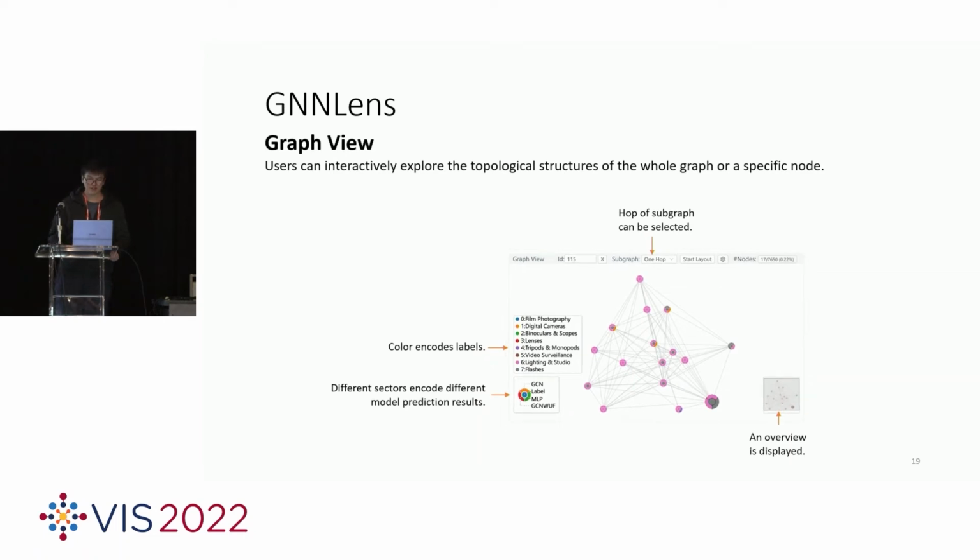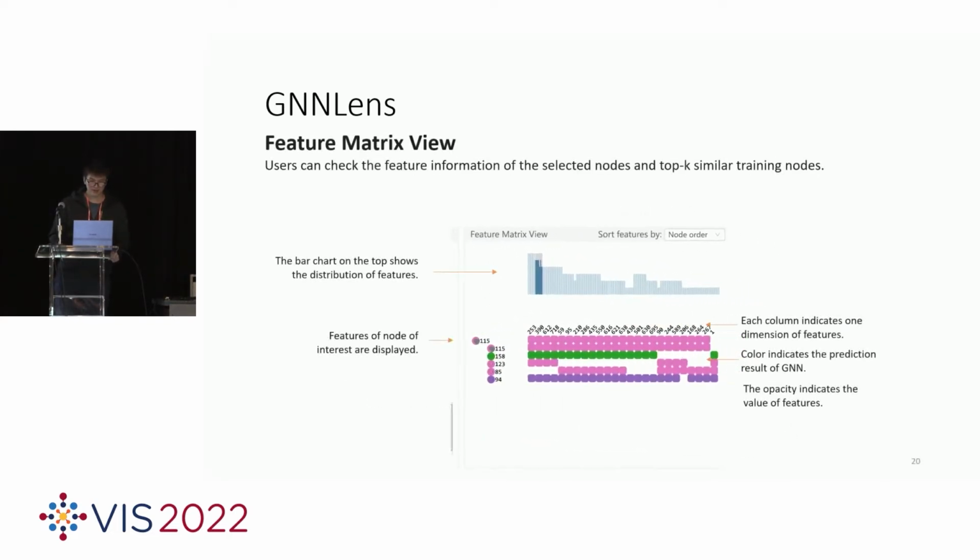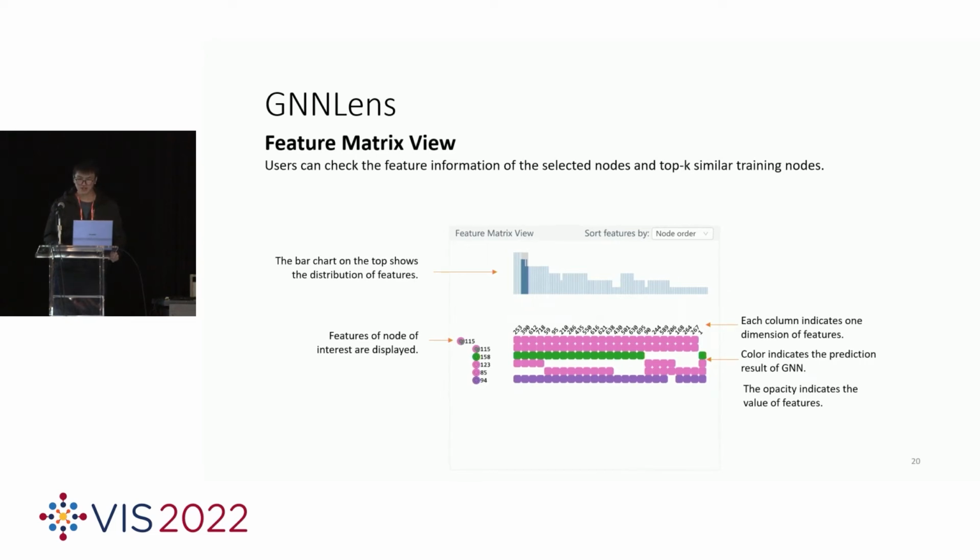The graph view shows the information of the whole graph. Users can also interactively explore the topological structures of a specific node. The feature matrix view shows the selected nodes' feature information. It further enables users to check the detailed information of individual nodes.